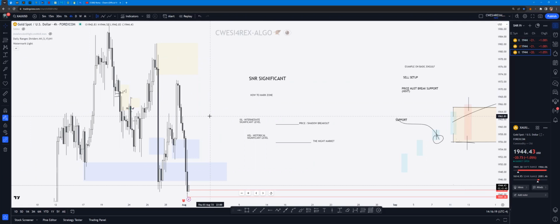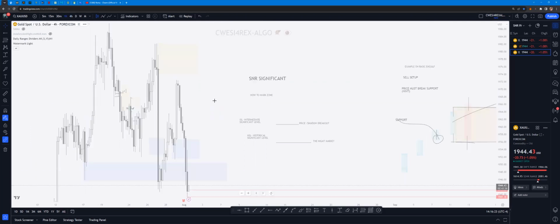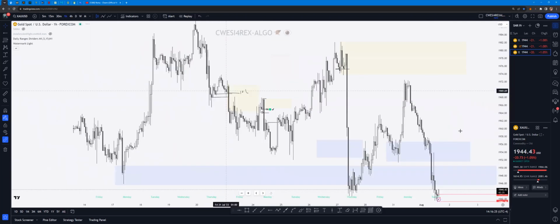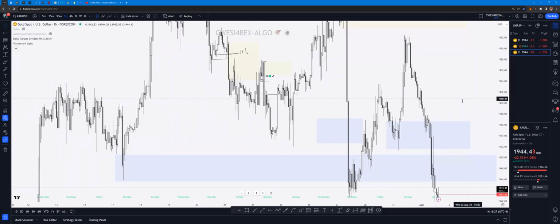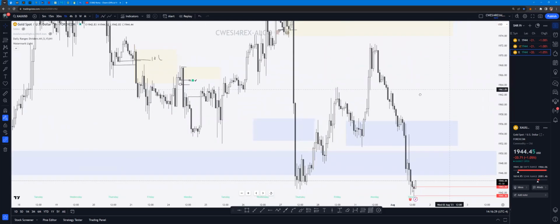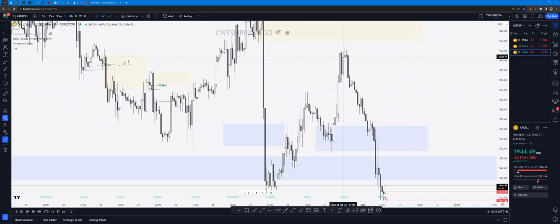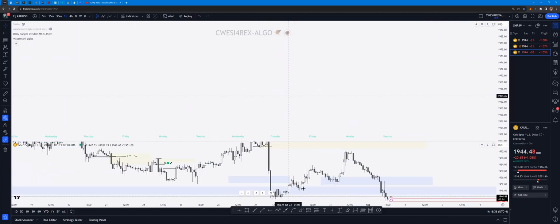Chrissy, can you go to the 1 hour chart? I wanted to show you something to see if I've got this right. Just on Thursday, I think that's just Thursday. Yeah, so this level, down at the bottom.